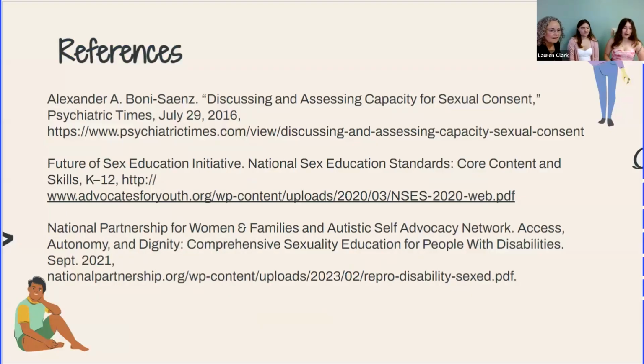Yeah. So the biggest one was the first one, discussing accessing capacity for sexual consent. And then the second one about just the national sex education standards. Those two were the best resources for me when it came to looking for all this information and finding these statistics. I can't remember the exact states off the top of my head, but I would definitely look deeper into those. Yeah, thank you for putting up these references.